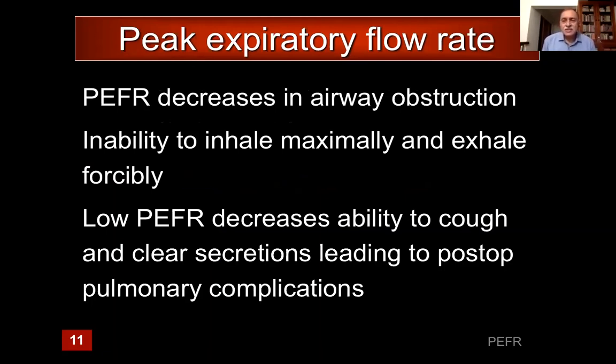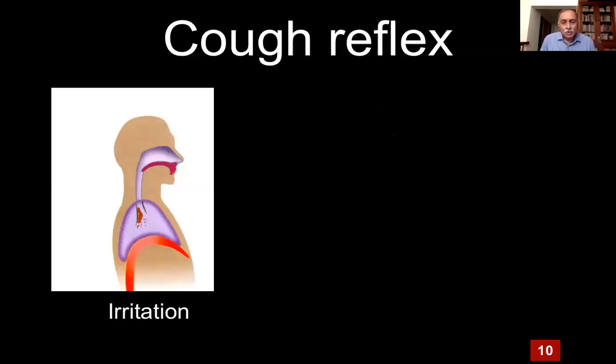What this does to the person's ability to breathe is that the ability to inhale maximally and exhale forcibly is compromised. As a result of this low peak expiratory flow rate, the person's ability to cough and clear secretions, particularly in the post-operative period, comes down. This is believed to be one of the reasons why patients develop pulmonary complications in the post-operative period. So we'll just examine the 4 steps that are involved in a cough.